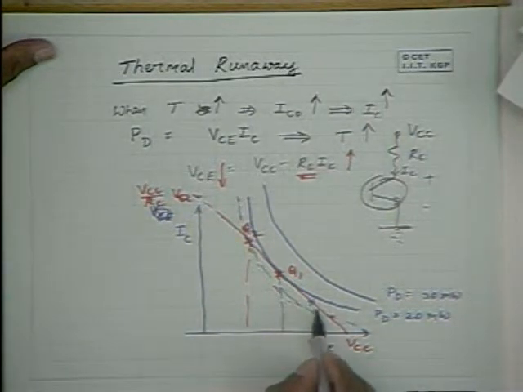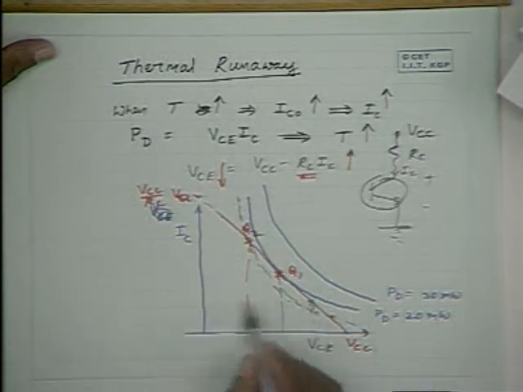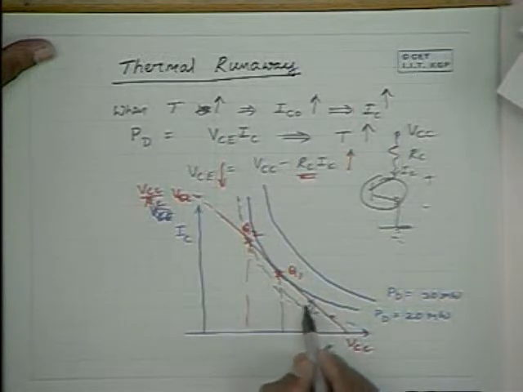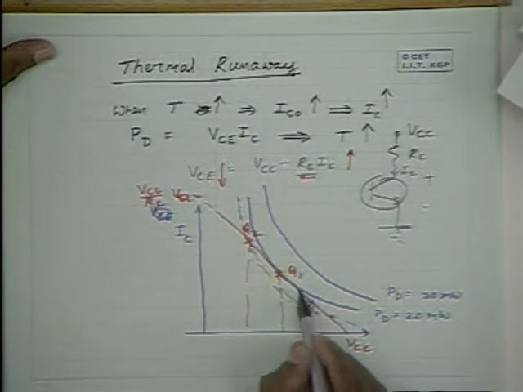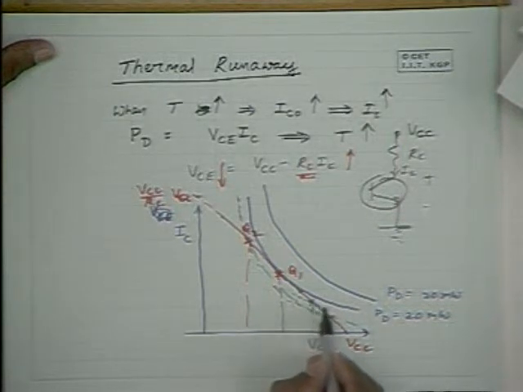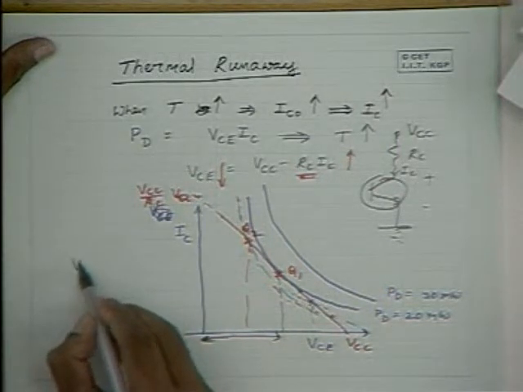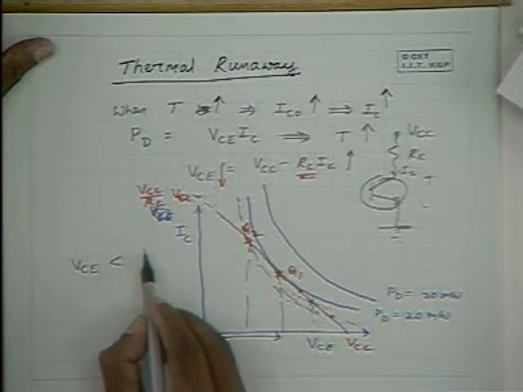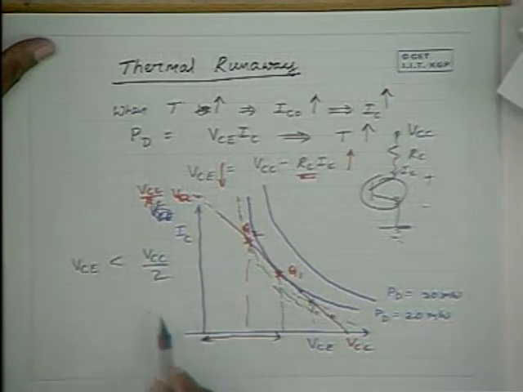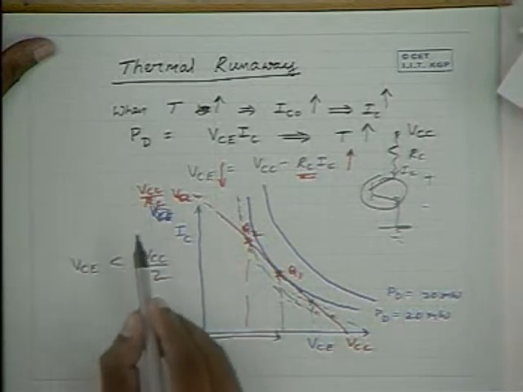Please note that when you bias it on this side, for example, now if the temperature rises, if the collector current rises, the Q point will move to this side. Initially, if this was the power dissipation curve, now the power dissipation curve will be this. Hence, there will be a rise in the power dissipation if the biasing is made such that VCE is on this side. So VCE has to be in this region. That means VCE has to be less than VCC by 2 for the Q point to remain on this side.